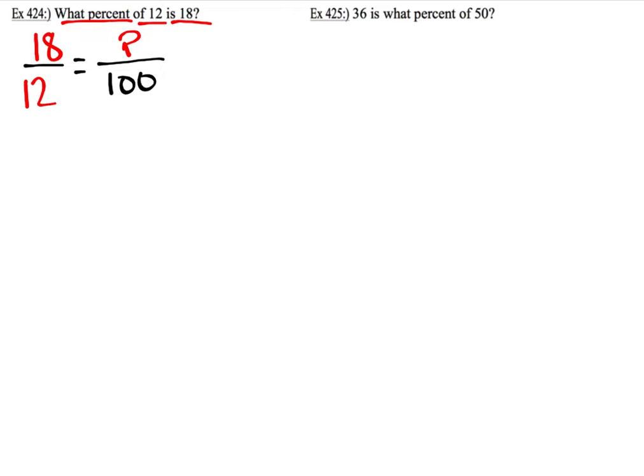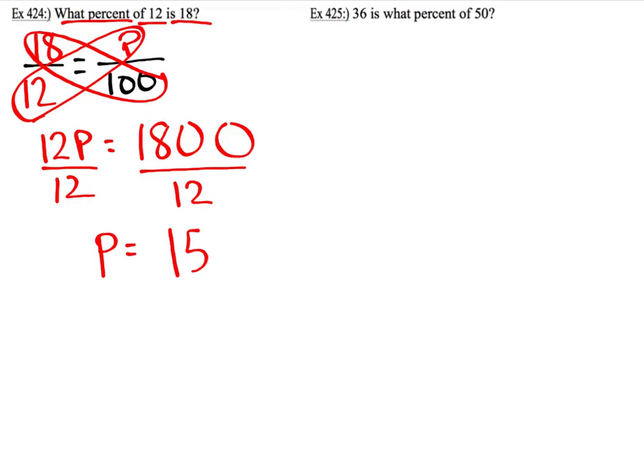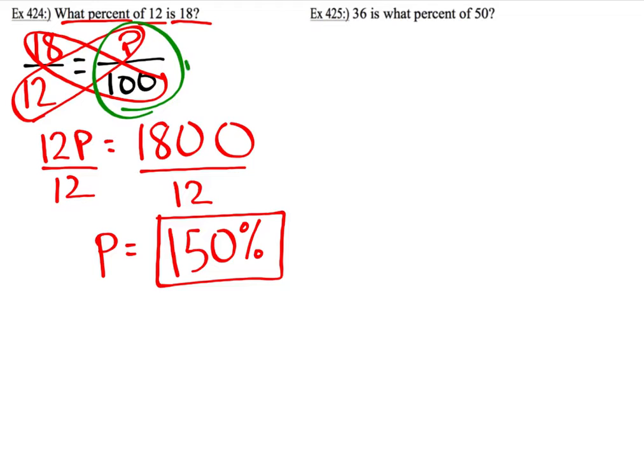On this one, let's just do some cross products. P times 12 is 12P. 18 times 100 is 1800. And then we can divide both sides by 12. And P ends up equaling 150. Because it's a percent, we need to remember to put the percent symbol on it, and it is 150%. The reason we don't move the decimal point on our percents here is because the percent was originally written in fraction form. So since the percent's written in fraction form, we don't have to move the decimal.